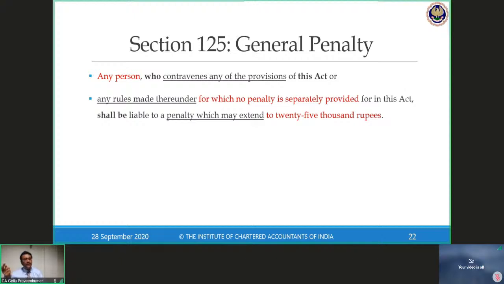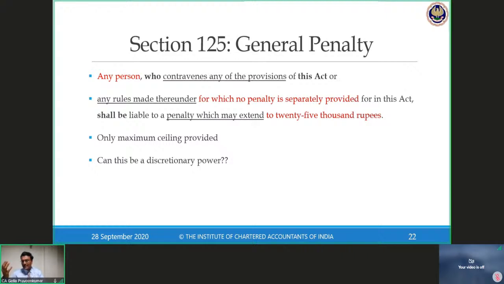Any person who contravenes any provisions of the act or any rules made thereunder, for which no penalty is separately provided, where I have not quantified a penalty for that particular offence in this act, shall be liable to a penalty which may extend up to 25,000 rupees. Here there is only a maximum ceiling provided, and can there be a discretionary power? Answer is yes, it could be a discretionary power.